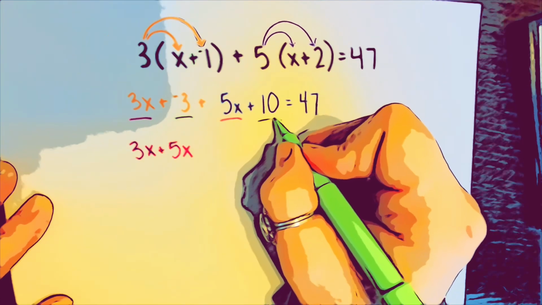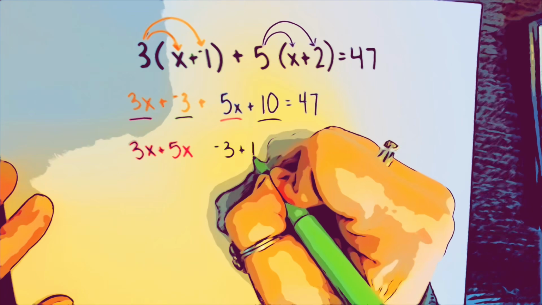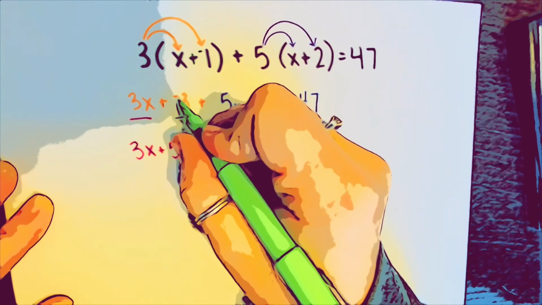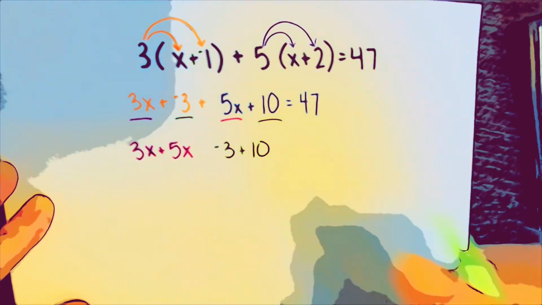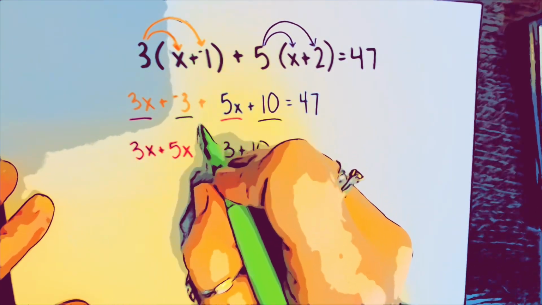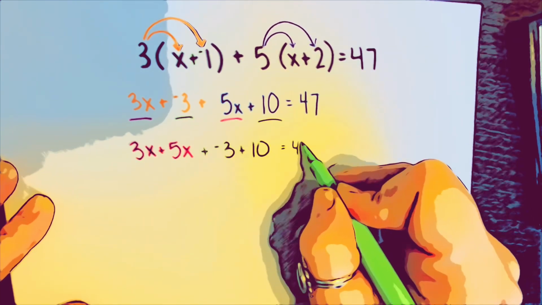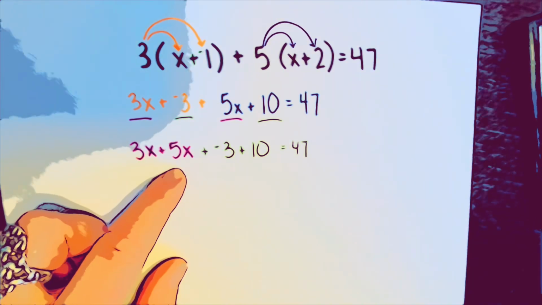And we can combine that down here as well. We can say -3 plus 10. Isn't that nice to see that that's a negative number and we're not confused and everything's an addition question? So let's go ahead and make sure that we bring down this addition symbol here, and we bring down our equals 47. So we have 3x plus 5x.